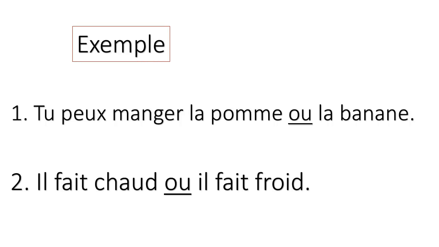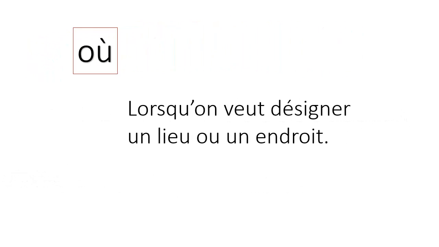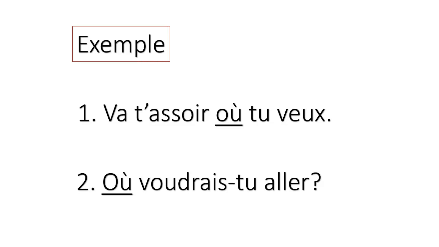It's similar in example 2. Il fait chaud ou il fait froid. On the other hand, où, with an accent, is used to designate a location, a place. In English, it is the word where. For example, va t'asseoir où tu veux. Similarly, où voudrais-tu aller?